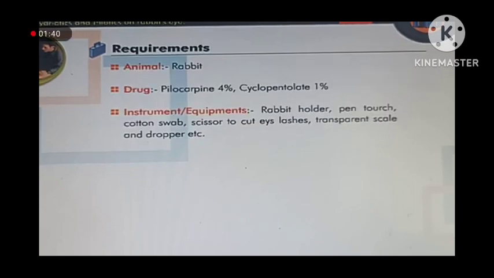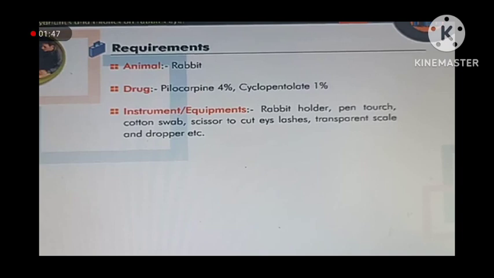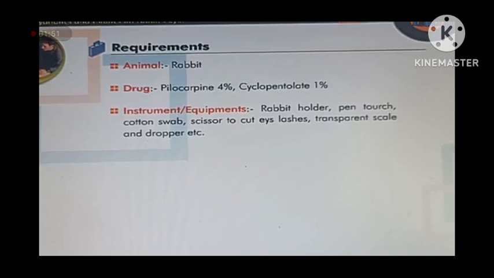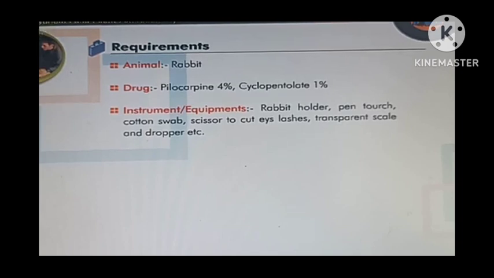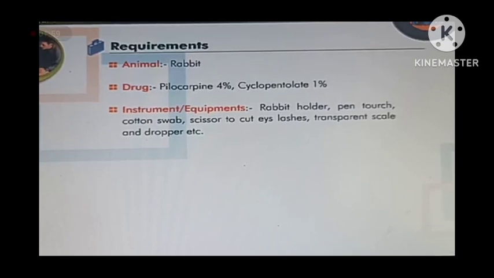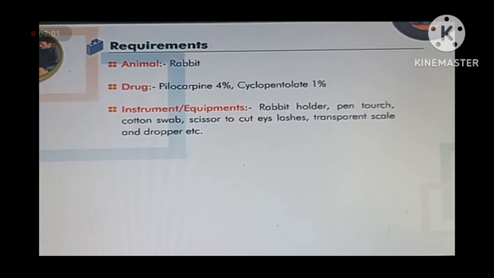Requirements of the experiment. Animal required is rabbit. Drugs required are pilocarpine 4% and cyclopentolate 1%. Instruments or equipments: rabbit holder, pen torch, cotton swab, scissor to cut eyelashes of the rabbit, transparent scale and dropper, etc.